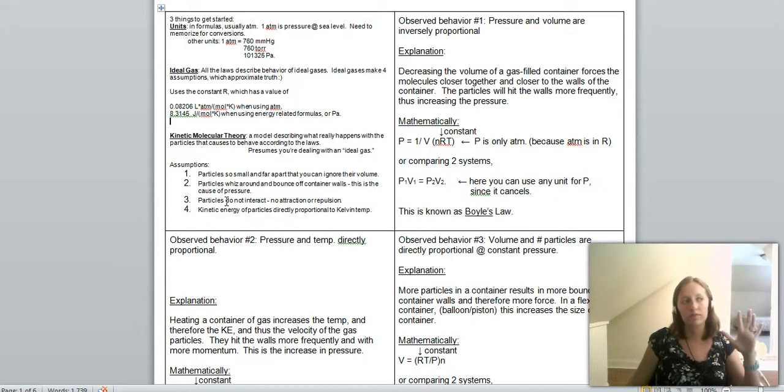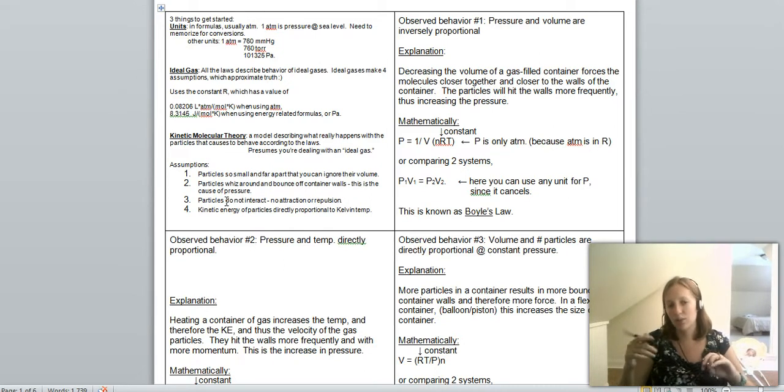Assumption number three: the particles do not pull or push on each other at all. That's what they're assuming, which is not entirely true, particularly for some gases more than others, and under certain conditions more than others, because if you've got a gas that's actually polar, there's pulling and there's pushing. And so assumption number three is true to a greater or lesser extent, and you'll have to be able to explain why.